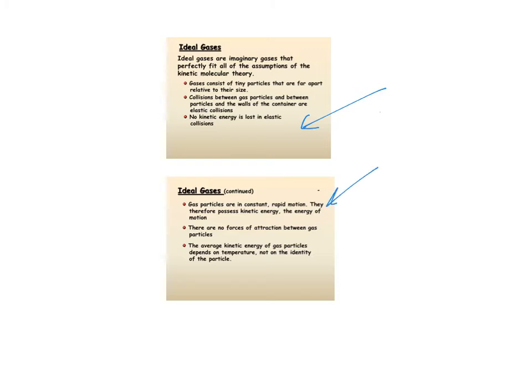Gas particles are always moving in constant, rapid, random motion. Ideal gas particles do not attract each other in any way. Once they start to attract each other, they start to become a liquid and clump up. This is very important. The average kinetic energy of a gas particle depends on temperature, not on the kind of gas that it is, not on the identity, but on the temperature.